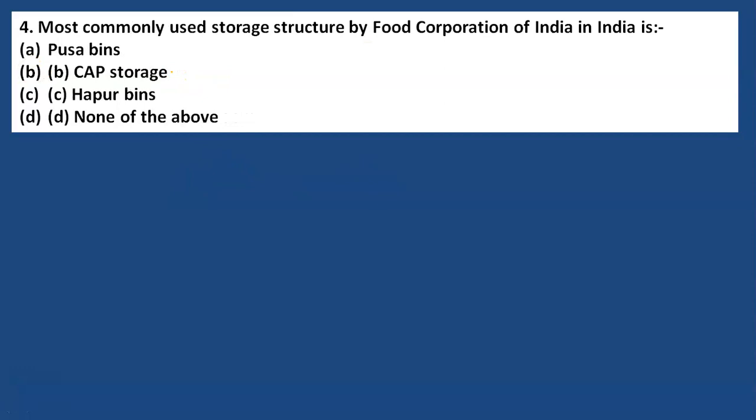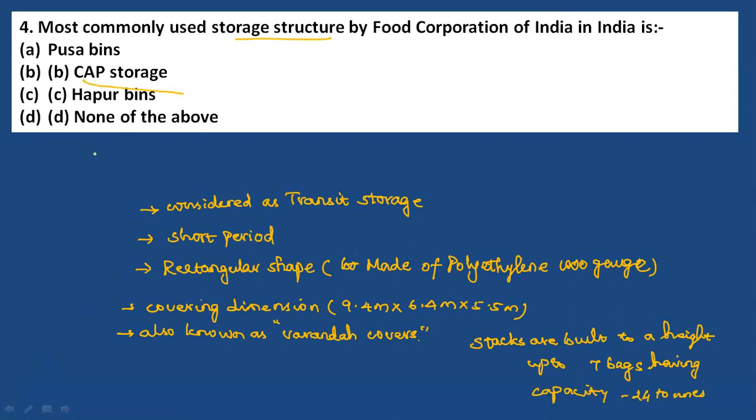Next question. The most commonly used storage structure by the Food Corporation of India is known as CAP storage, which is cover and plinth storage. This type of storage structure is known as transit storage or veranda covers. It is used for storing grains for a shorter period of time.